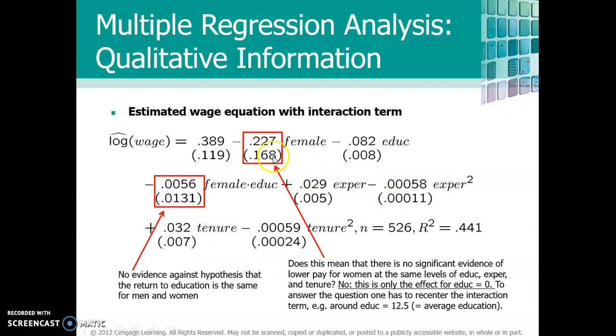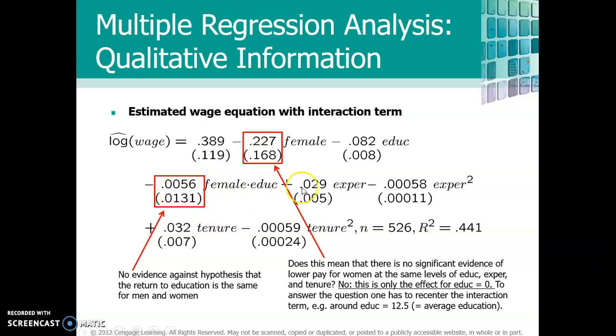All right, so if we estimate the wage equation with interaction, we can easily determine whether the wage equation is the same for both male and female, and we can also determine whether the return on a variable is significant or not, or whether it's the same for male and female.